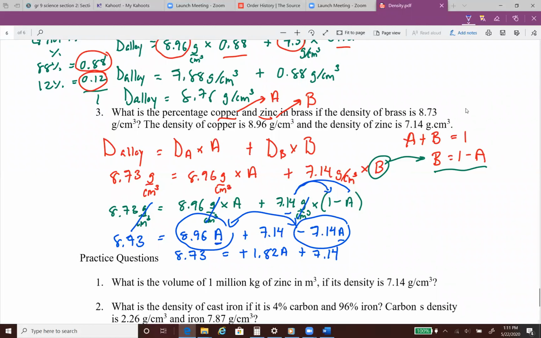Now, I'm going to move the 7.14 to the other side. Right now, as you know, it says positive, so when I move it to the other side, it's going to become negative. So if I move this to the other side, it's going to become 8.73 minus 7.14, is equal to 1.82A. This is positive on one side, brought to the other side becomes negative, right?